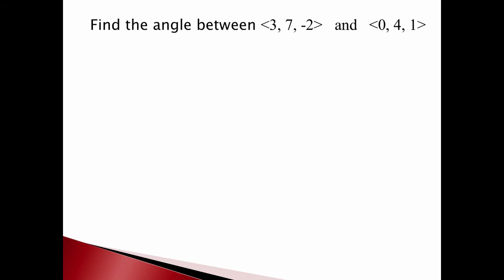Okay, a typical thing if you look at old final exams from Cal 2, there's very often a question like this. Find the angle between two vectors. So we have a vector (3, 7, -2) and a vector (0, 4, 1), and we want to find the angle between them. So we use the dot product to do this. What we need to know is the norm of each vector. So that's easy to calculate. For the first one, square each component, add them all together, and take the square root. So we get the square root of 62 is the norm of the first vector.